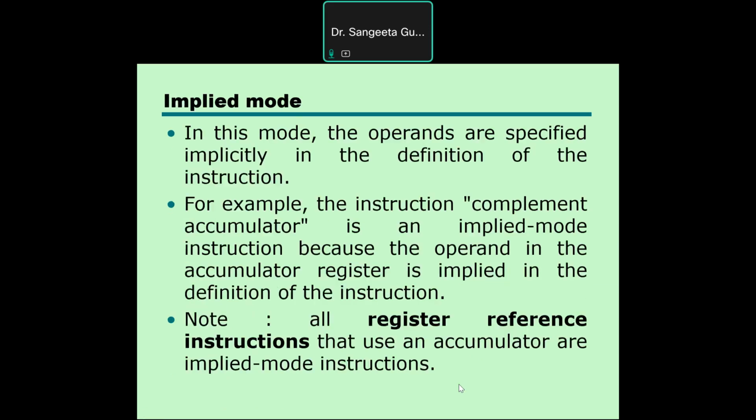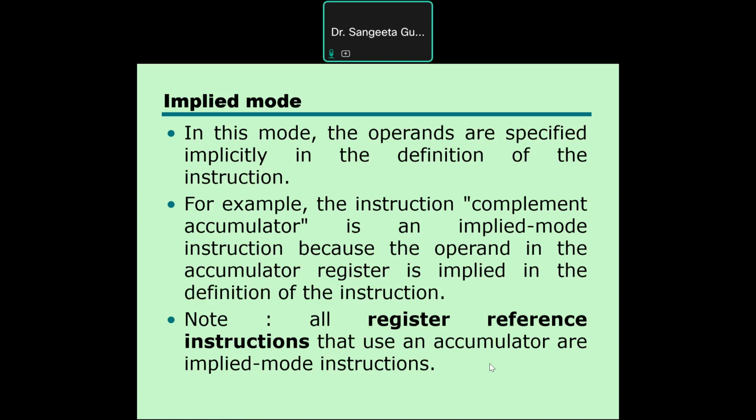The first mode is the implied addressing mode. In this implied mode, the operands are specified implicitly in the definition of the instruction. Usually all the operations that can be performed on an accumulator, which is a general purpose register, are said to be implied mode instructions. For example, complement accumulator.